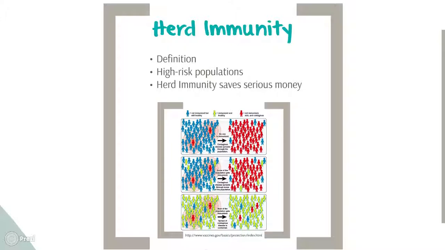Herd immunity also saves some serious money. In the U.S., it was estimated that the introduction of the meningococcal conjugate vaccine saved the U.S. $551 million in direct costs and $920 million in indirect costs, including costs associated with permanent disability and premature death.